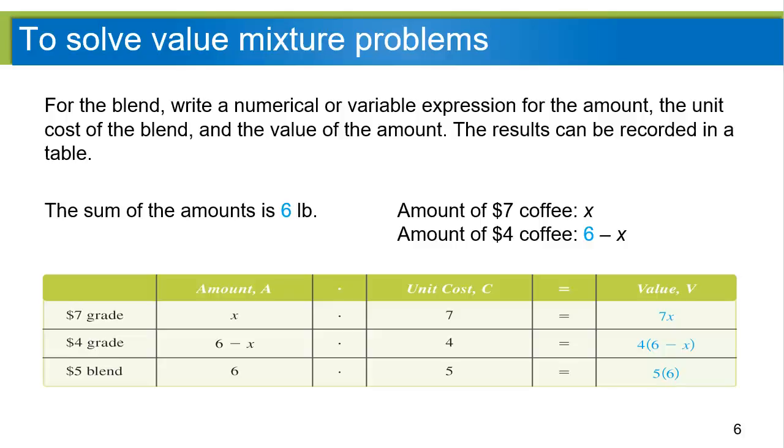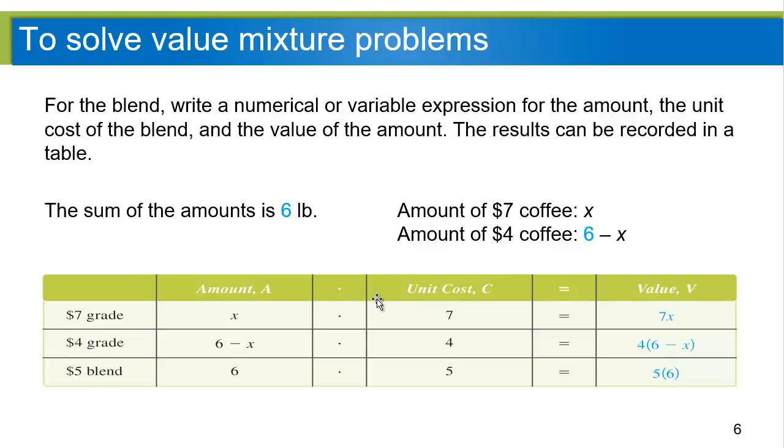So here's what you want to do with these types. You always want to make a simple table, whether it's for these cost types of things or the percentage types of things, it's always the same type, the same table. You've got the two things that you start with and then your total, what you end with. So in this case, we started with the $7 coffee, the $4 coffee, and we want to end with a $5 coffee. Then you're going to have 3 columns: amount, characteristic, and value. So amount times characteristic equals value. In this case, amount times cost equals value.